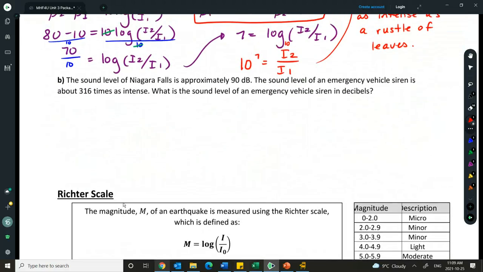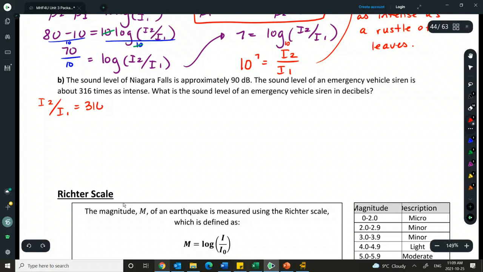So this is actually giving me I2 over I1. It's giving me the comparison of how many times more intense the emergency vehicle is when compared to Niagara Falls. So that whole fraction, I2 divided by I1, that's going to be 316 times more intense. I'm going to let the more intense thing, because this is a whole number, that means I must have divided something that was more intense over something that was less intense. So that means that my more intense thing should be I2, my less intense thing should be I1 if this answer is a whole number, right? If I had put something that was more intense as I1 and something that was less intense as I2, I would have had a decimal, right?